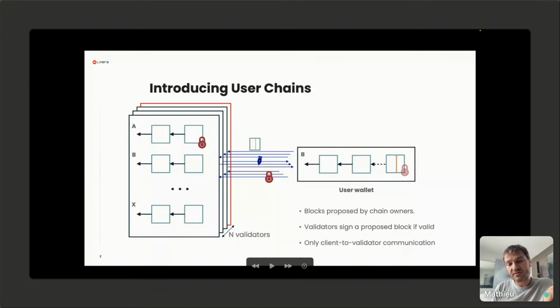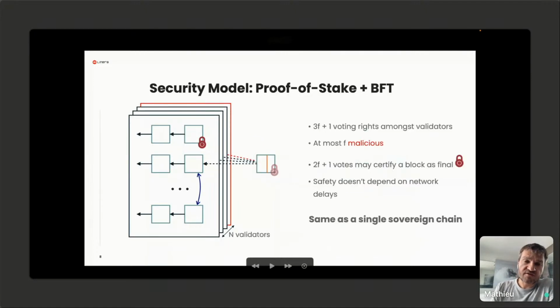One interesting thing to notice in this setup is that in Linera, user wallets are really at the center of the protocol, and the validators, in contrast, don't talk to each other in the normal case. At least in the case of user chains, the validators don't really gossip anything. They are essentially passive services, which helps a lot with scaling and with the operational costs.